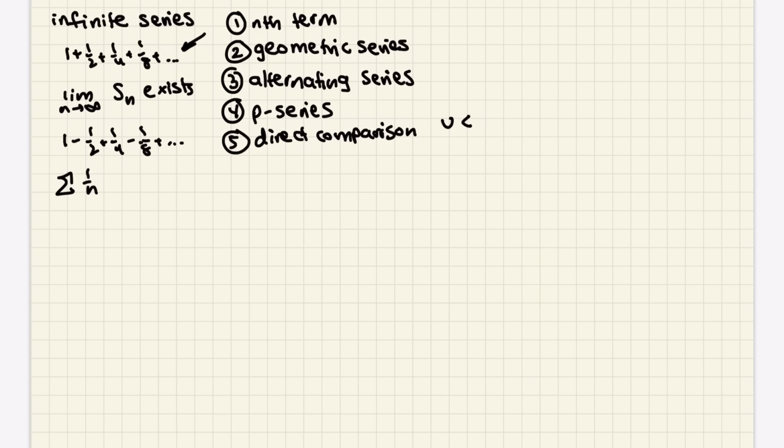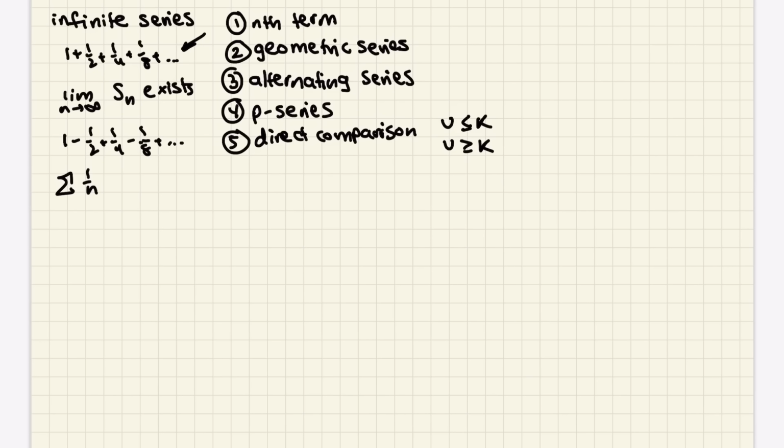If this unknown series is less than or equal to the known series, and the known series converges, then the unknown series converges. Similarly, if this unknown series is greater than or equal to this known series, and the known series diverges, then the unknown series also diverges. Another way you can say it: if a series is less than a converging series or greater than a diverging series, then it has the same convergence as that other series.